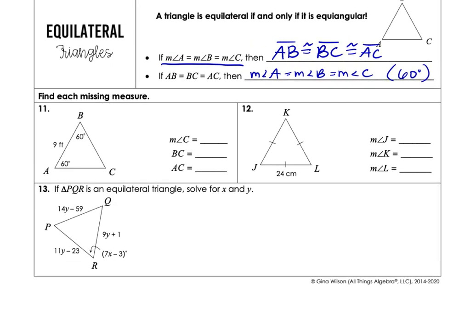All right, tell me about it. What'd you get for the measure of angle C? 60 degrees, good. That number never changes, you guys. You don't have to do any math. If you see an equilateral triangle, 60, 60, and 60, okay? What's BC? 9 feet, okay? If there's labels, label. What's AC? 9 feet, okay?